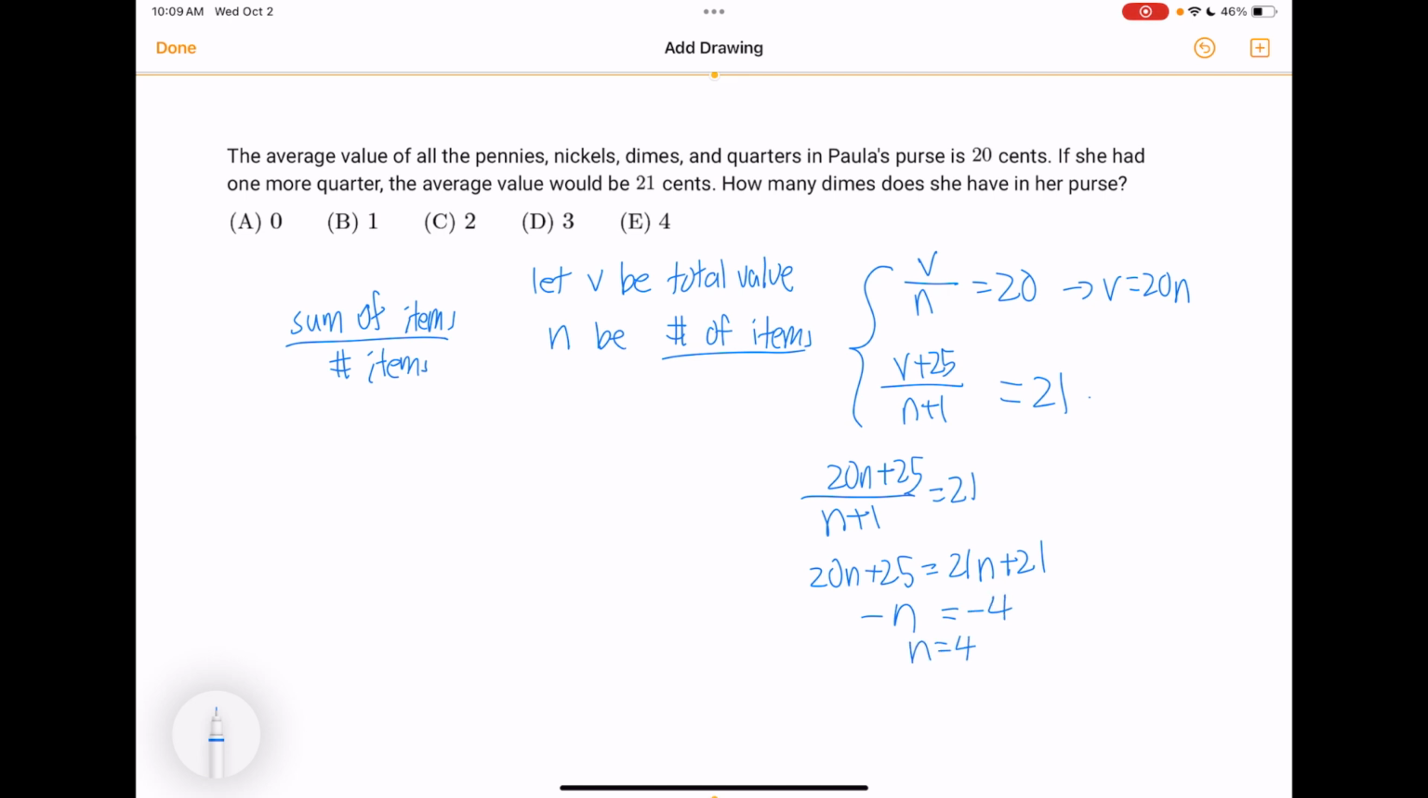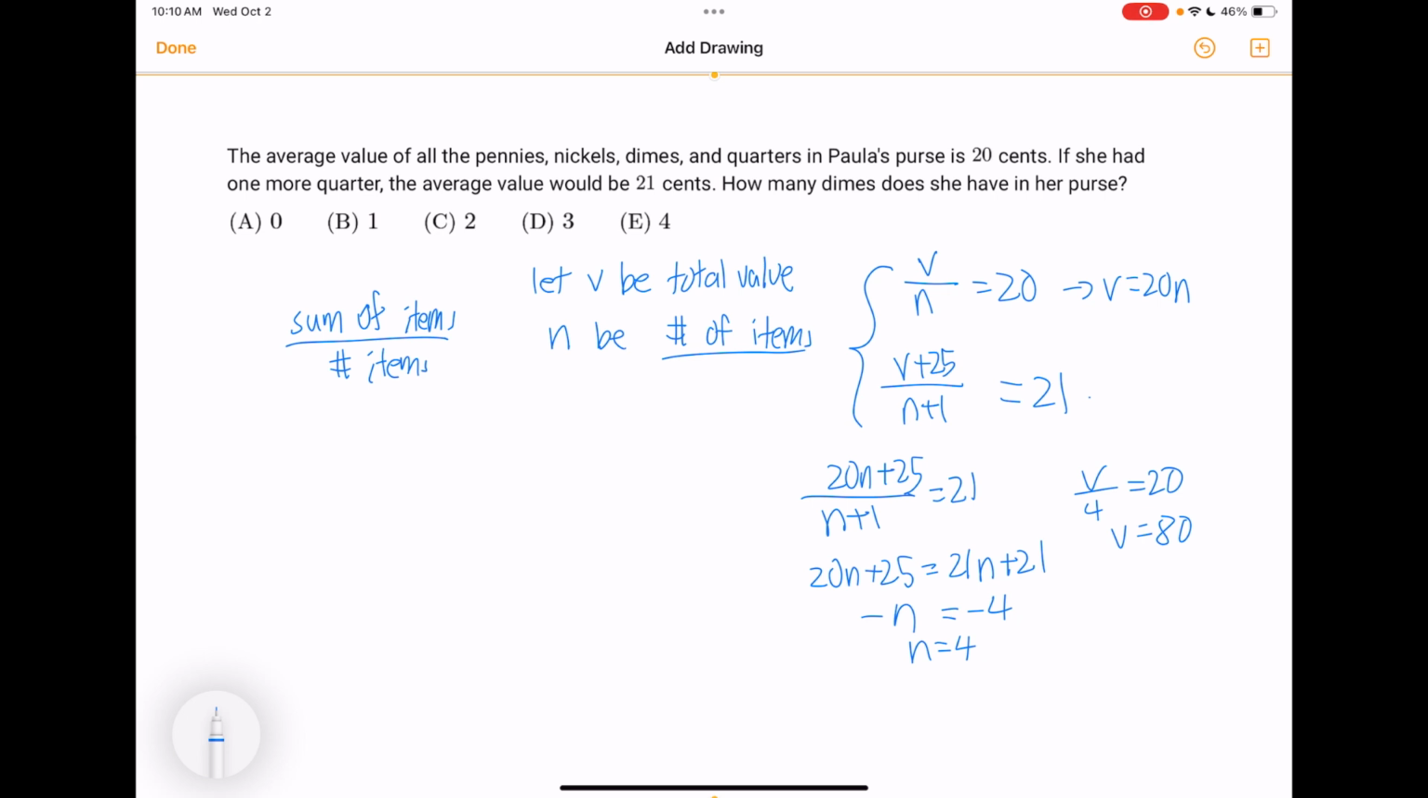Okay, so we get n is equal to 4. That means that she has a total number of 4 either pennies, nickels, dimes, or quarters. So we don't know how much of each, but we know that she in all has 4 coins. And so we can plug this 4 in to get that the sum of the values, so you add 5 plus 1 plus 10 plus 25, doesn't matter how many of those, you get 80.